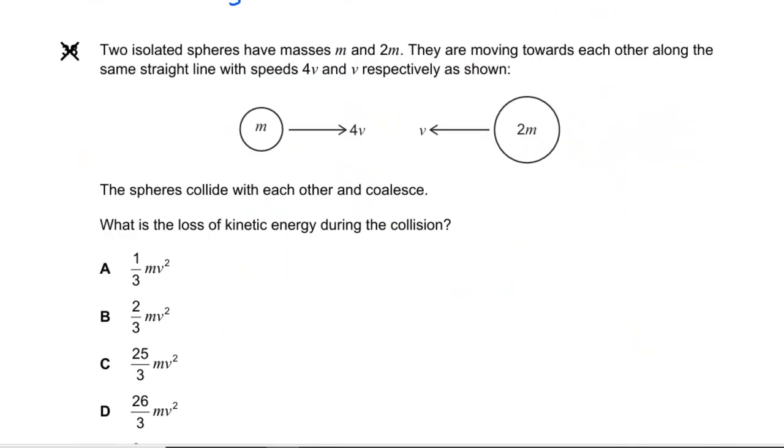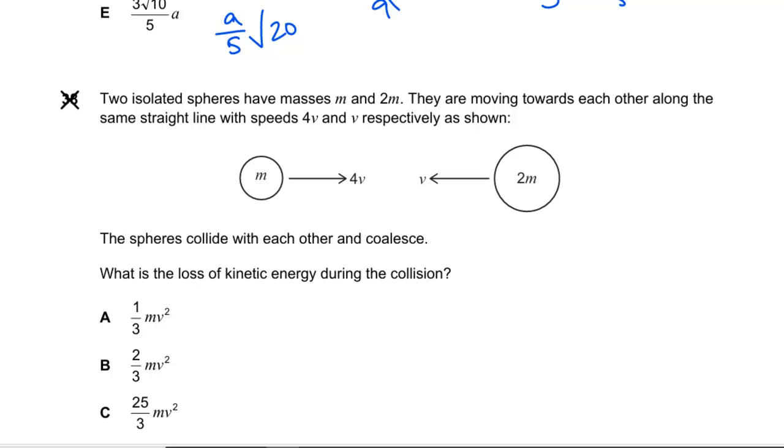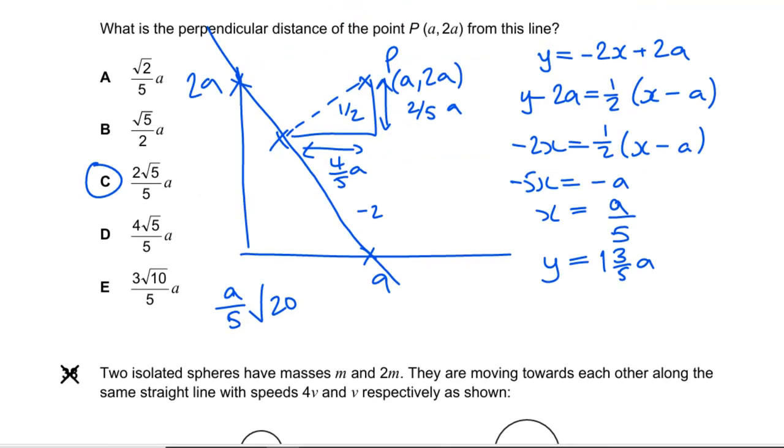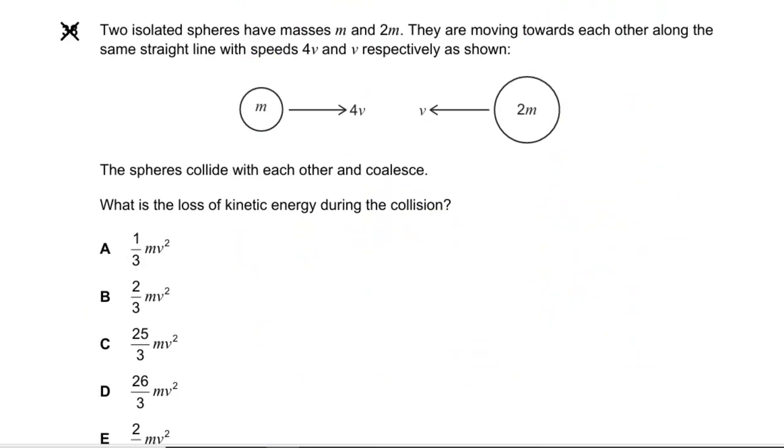Okay. I've gone too far. 30, whatever number that is. 8, is it? Is it 38? Not really matters. Yeah, 38. Two isolated spheres have masses m and 2m. They're moving towards each other along the same straight line with speeds 4v and v. They collide and coalesce. What's the loss of kinetic energy?